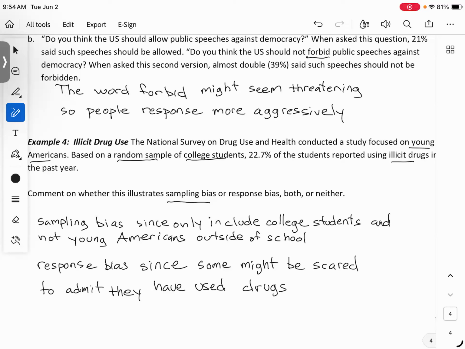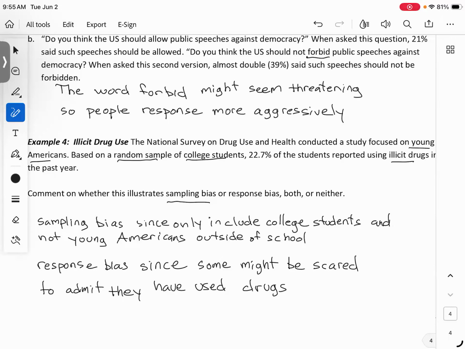Again, just try to be a bit more detailed. I could imagine someone saying some might have lied, but try to be a bit more explicit as to why. Some might have lied because they don't want to get in trouble or they're afraid of admitting or might be embarrassed. And this one I just put they might be scared to admit that they have used drugs, don't want to get in trouble. So something, right? Just give me a little something that explains some of the reasoning as to why they might not have given honest answers.